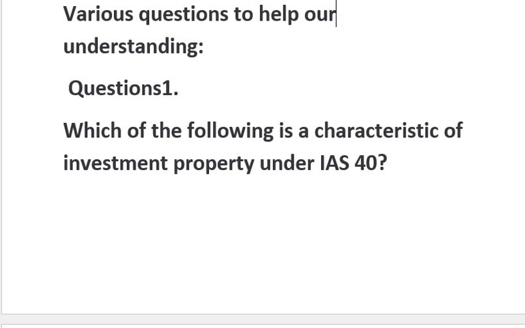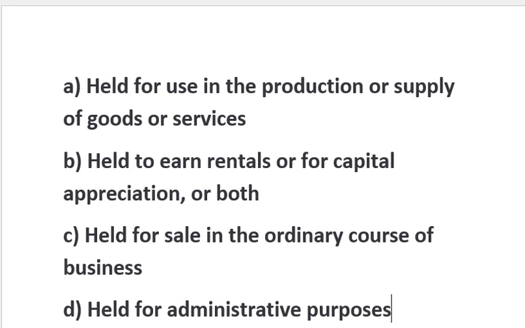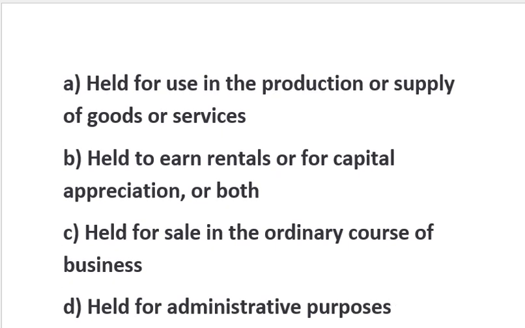Question 1. Which of the following is a characteristic of an investment property under IAS 40? A. Asset that is held for use in production or supply of goods and services. B. Asset held to earn rentals or for capital appreciation, or both. C. Asset held for sale in the ordinary course of business. And D. Held for administrative purposes. Which of them best suits the definition of an IAS 40 investment property?